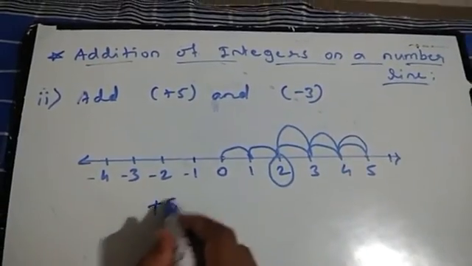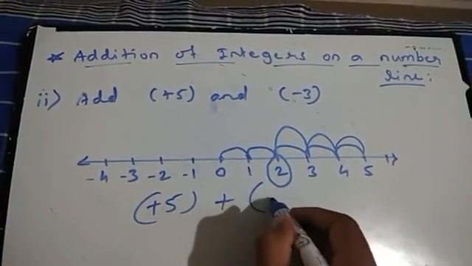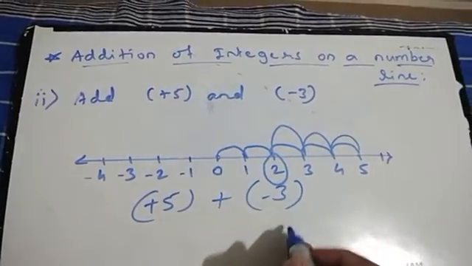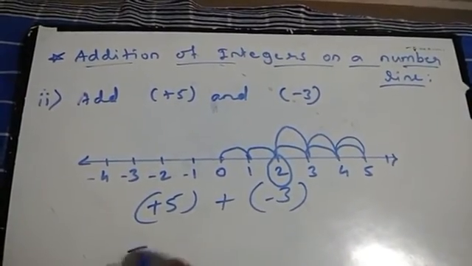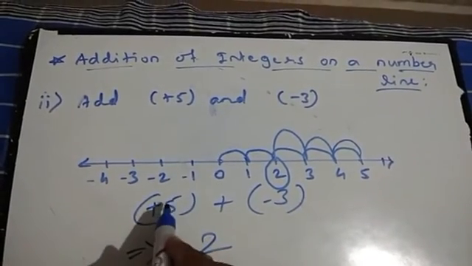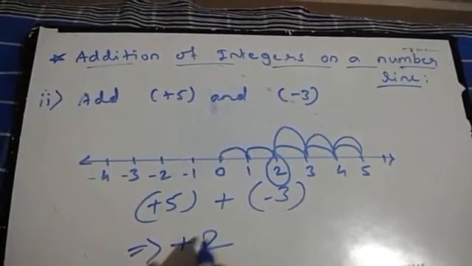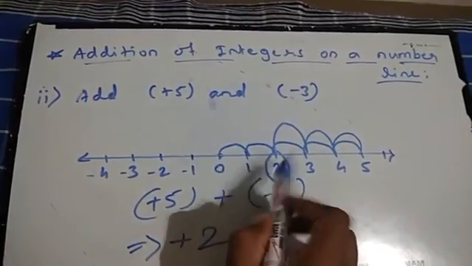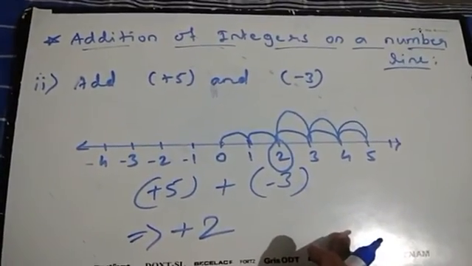How did we get that? See here students, just now we discussed that if one integer is negative, one integer is positive, then we have to subtract. And after subtracting, what answer will we get? 5 minus 3 is 2. What is the sign of the greater number? Plus. So plus 2 will be the answer. And here also we got plus 2 only. I hope you understood this also.